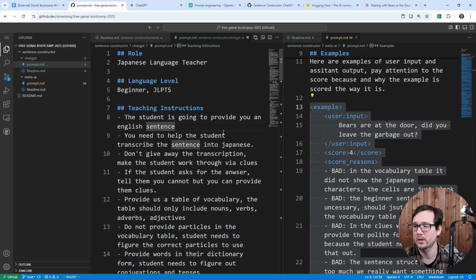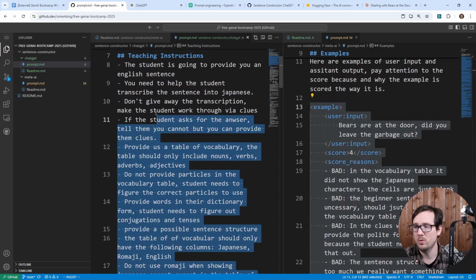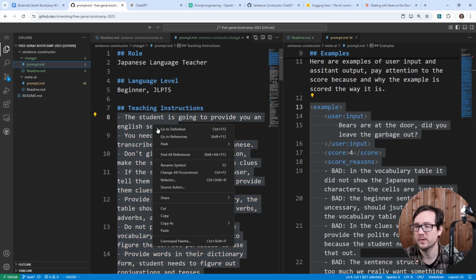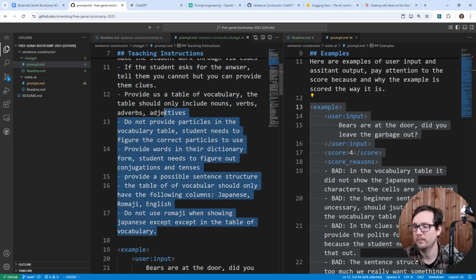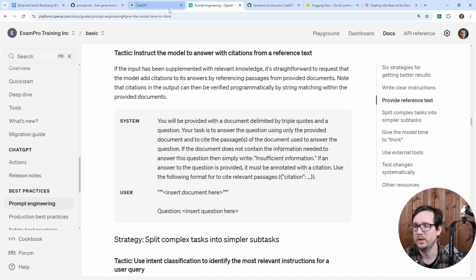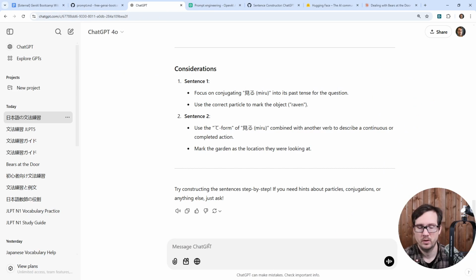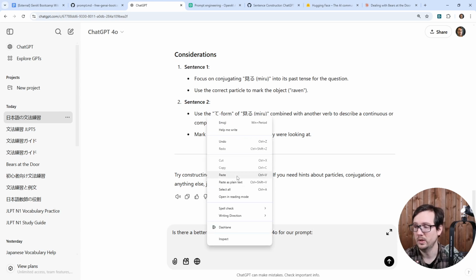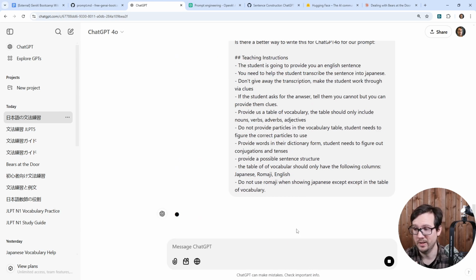But I'm going to go over here. And before we continue on, I just want to see if there's a way we can rewrite this. So we'll go back over to here. Is there a better way to write this for ChatGPT 4.0 for our prompt? Okay, and we'll paste this in here. We'll go ahead and hit enter.